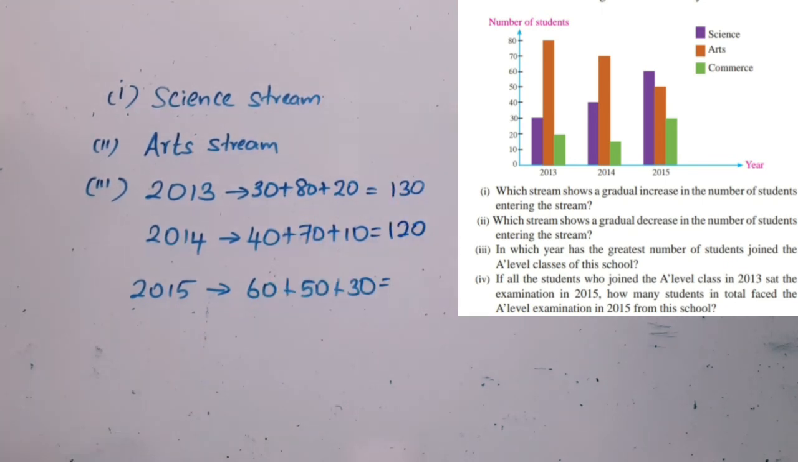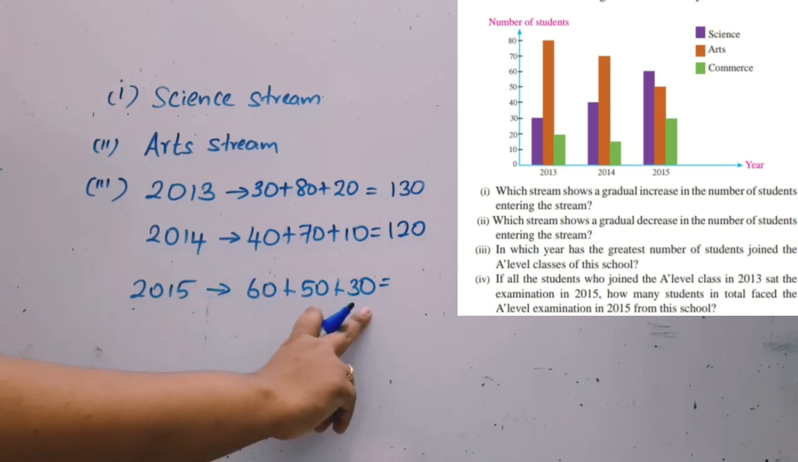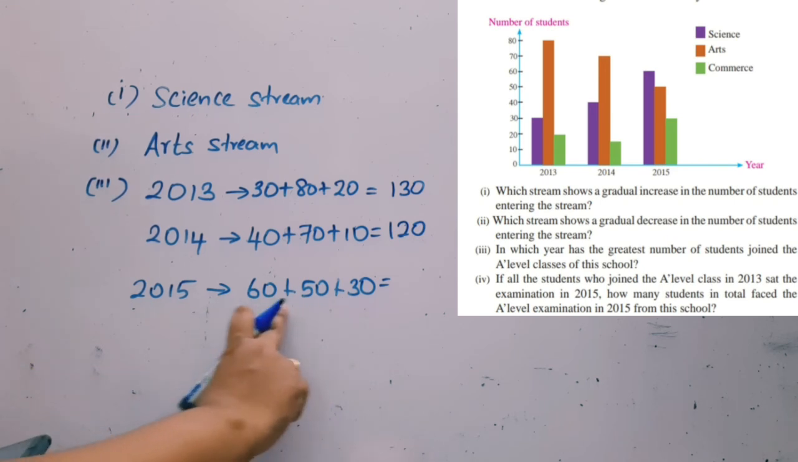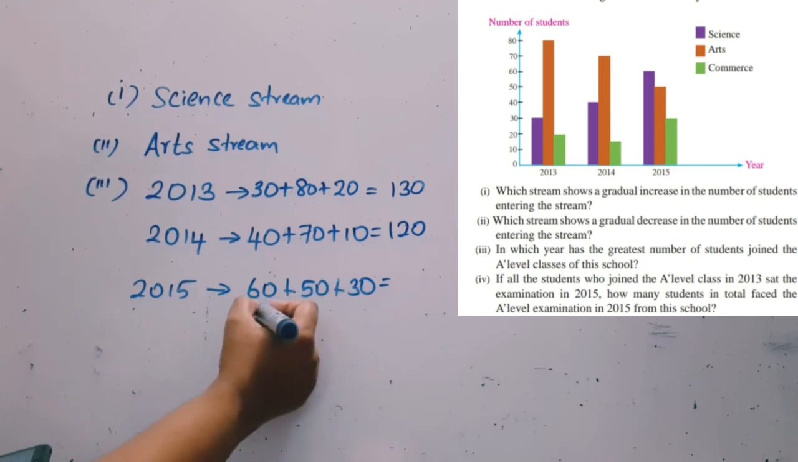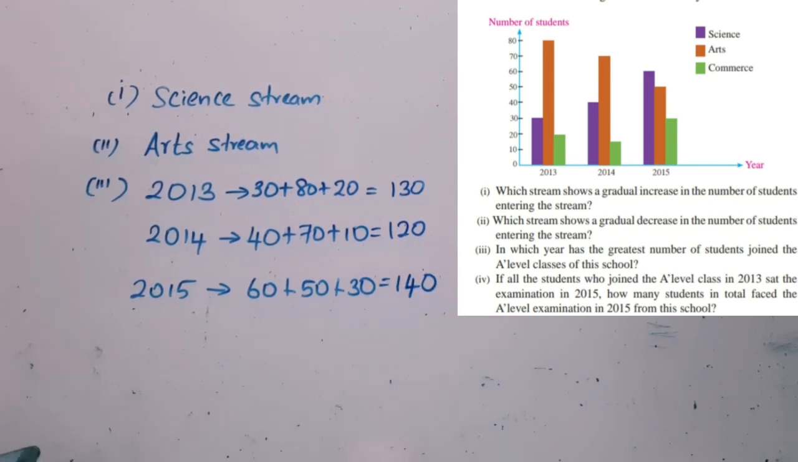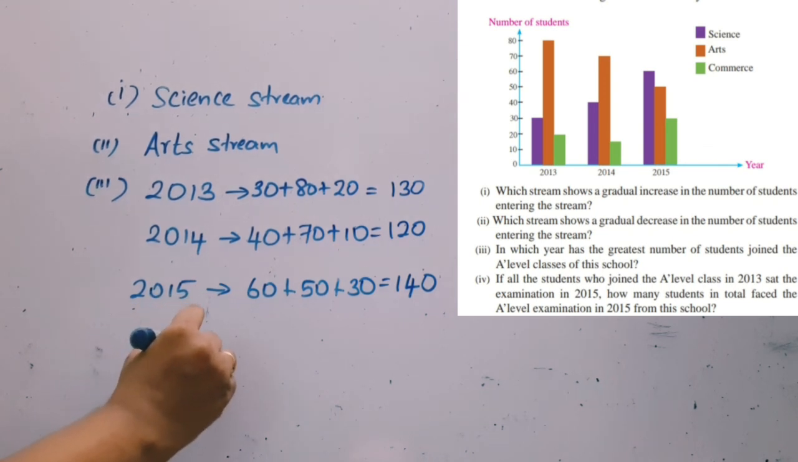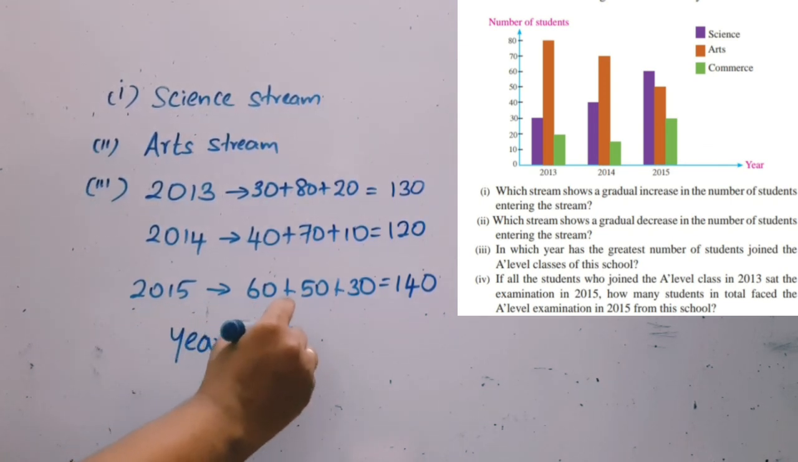Now 2014, first one is 40, then 70, the brown one, and the green color commerce stream is 10. So let's add and find the total number of students, which is 120. So the third one, the year 2015. First one is 60, leveling with 60, then 50, and the green one, which is the commerce stream, comes with 30. So let's add everything together, which is 140. Okay, now you can answer the question, which year has the greater number of students? The year 2015. So this is your answer for the third one.